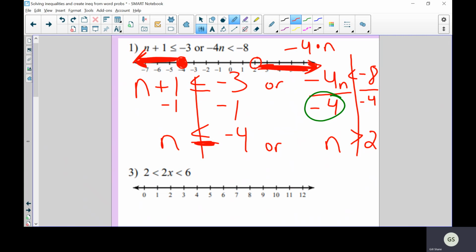Wherever we shaded at least once. We didn't shade in the middle, so that would not be a solution section. There's none of those numbers in the middle would be solutions. Only the numbers that are in the left section and the right section. Not including +2 because there's an open circle there.